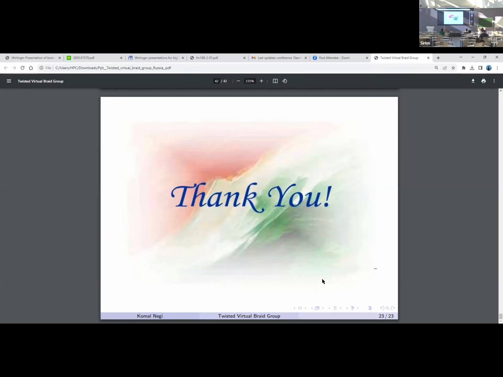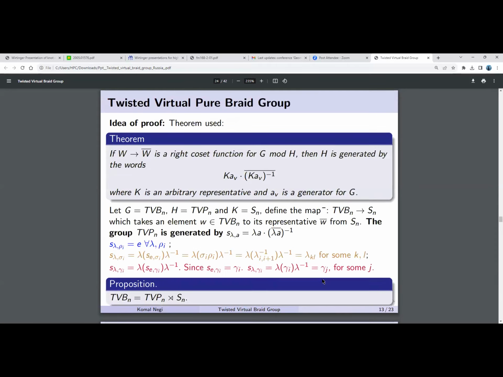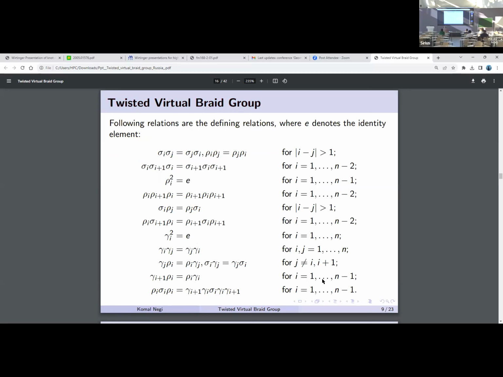I have one. Can you please show the slide where you introduce this twisted virtual braid group? This one, relations. Yeah, I see. Is it true that if we look at the subgroup generated by sigma 1, sigma 2, and so on up to sigma n minus 1, then we will have a classical braid group as a subgroup of the twisted virtual braid group?